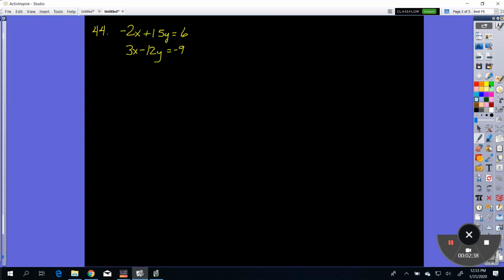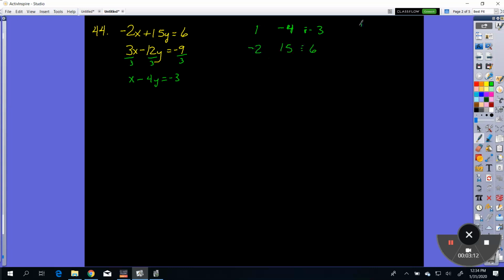Okay, number 44. So this doesn't have a 1 to begin with, and this bottom one's all divisible by 3, so I'm just going to divide that all by 3. And that makes x minus 4y equals negative 3. So that's going to be my top row of my matrix. So I'm going to write 1, negative 4, negative 3. If possible, again, we want that top row to be a 1, okay?